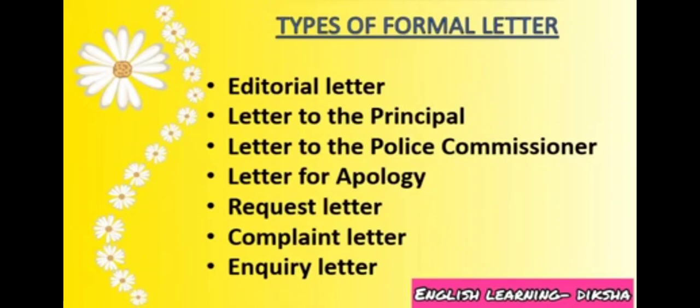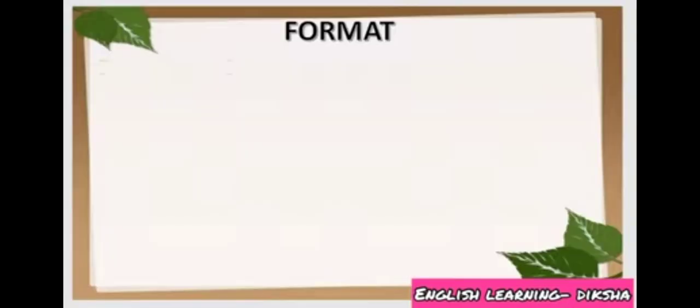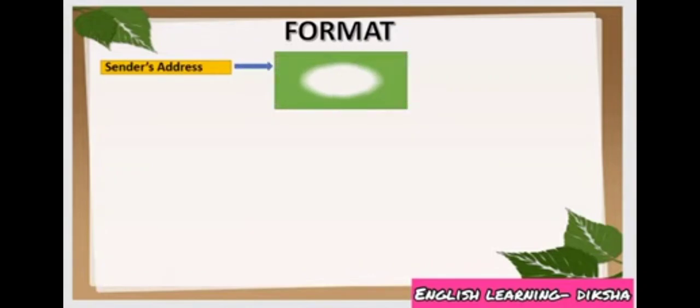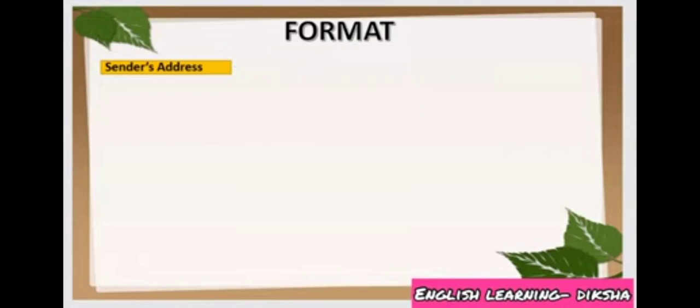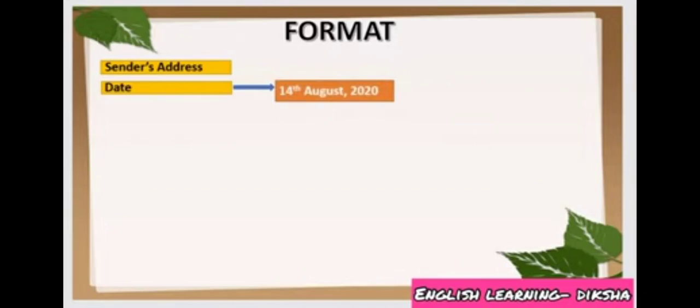Now look at the format of formal letter. One must follow the format while writing the formal letter. You will not score good marks if you do not follow the same format. So on the left side of the page, just next to the margin, write the sender's address and it should be in 2 to 3 lines like given in the box. Leave one line and then write the date like it should be written like 14th August 2020 and not like 14/08/2020.